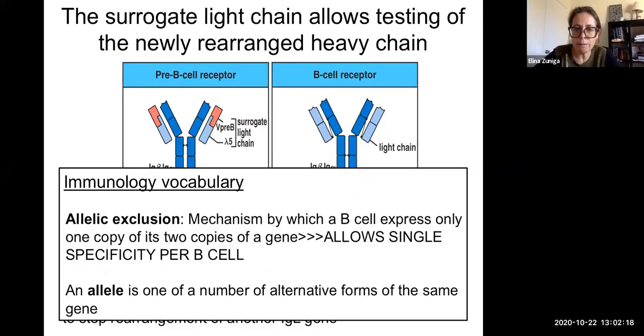And so this is basically what is called allelic exclusion. So allelic exclusion is, first let me tell you, an allele is one of a number of alternative forms of the same gene, right? And allelic exclusion is the mechanism by which a B cell expresses only one copy of its two copies of genes. So this, again, allows a single specificity per each developing B cell.